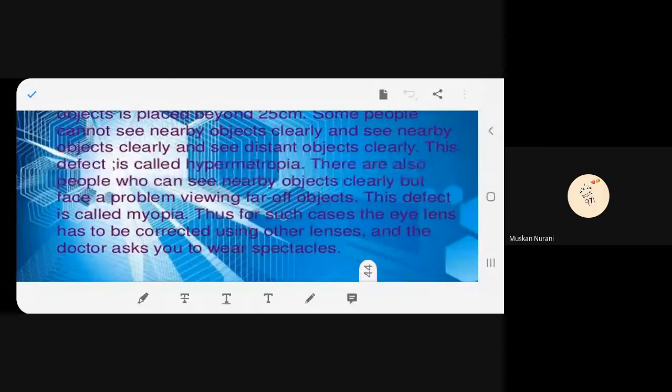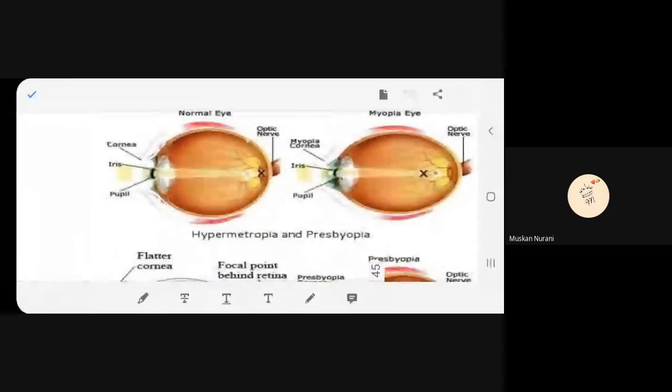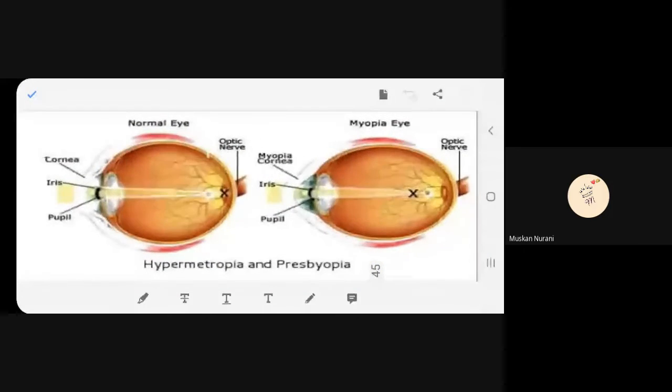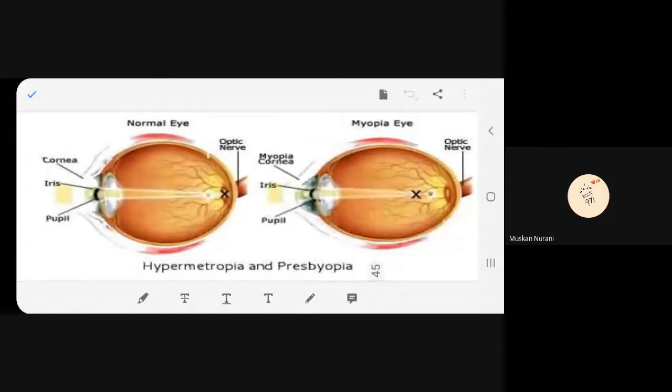Either you can see the nearby objects or you can see the far objects. Then you have to go to the doctor. The doctor prescribes you the lenses that you have to wear for far-sightedness or near-sightedness. You understand? And accordingly, you will be given the spectacles. Have you understood this much?